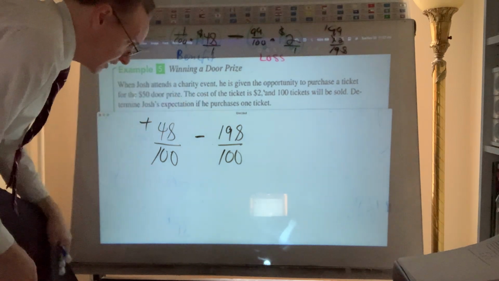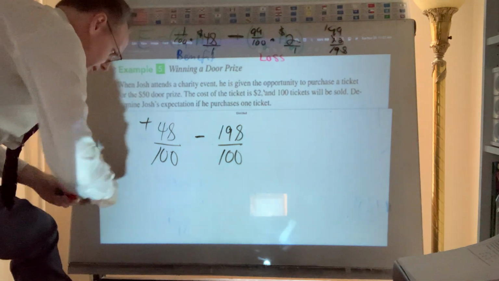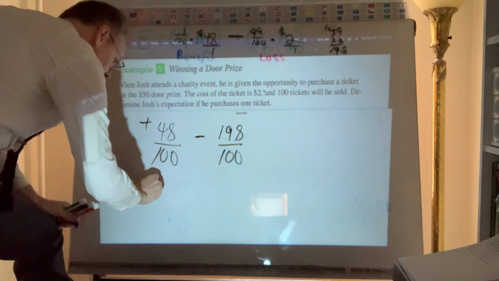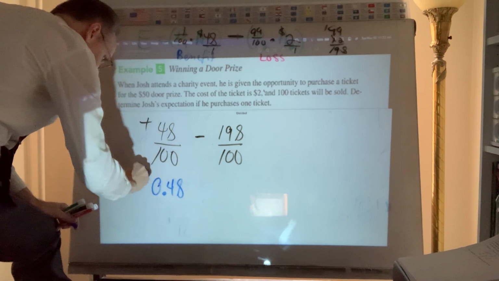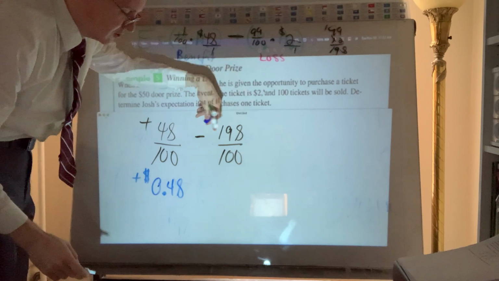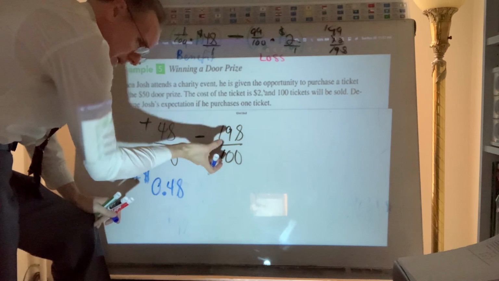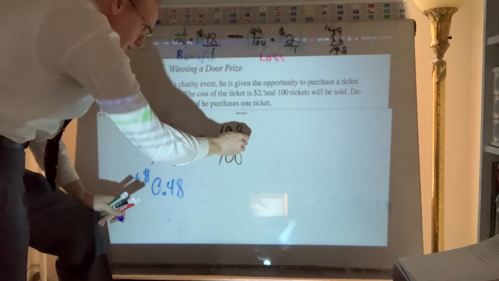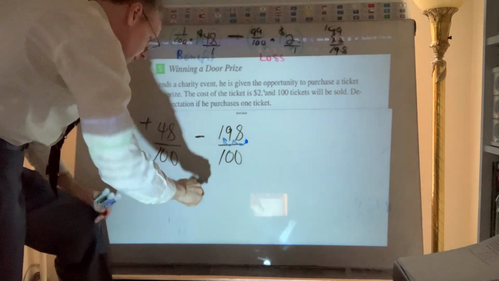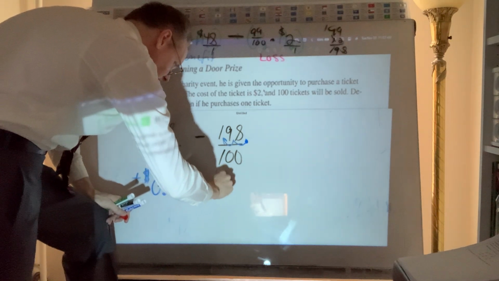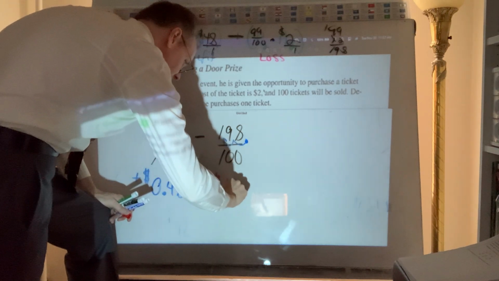At this point, if it's out of 100, you can think about this in terms of dollars and cents. 48 out of 100 is 0.48, 48 cents. 198, it's an improper fraction, granted, but it's still out of 100, so you can think about it still in terms of money, without actually doing the division, which essentially is just accomplishing that. The negative dollar value in this instance would be $1.98.